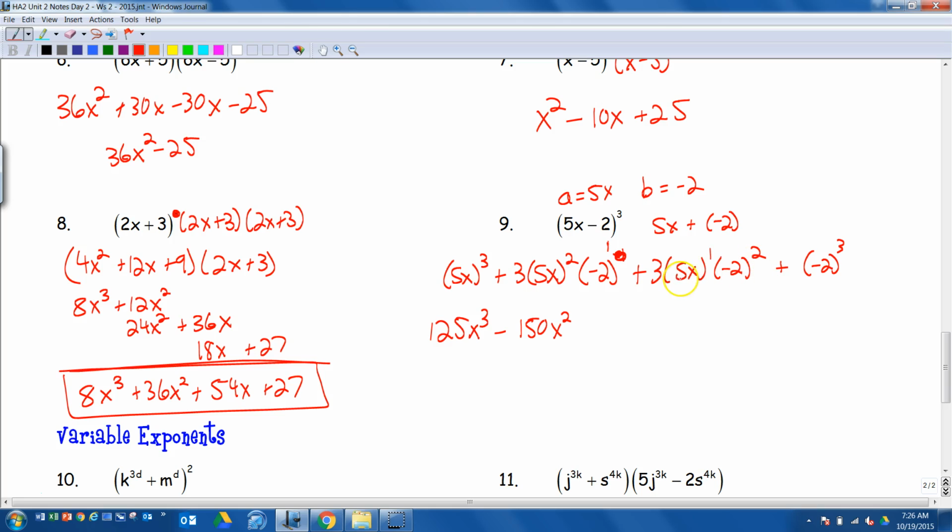This is 4 times 5 is 20 times 3 is 60. And then that becomes a minus 8. So that's using the pattern. And if you multiplied it out 3 times, you should get the same thing.